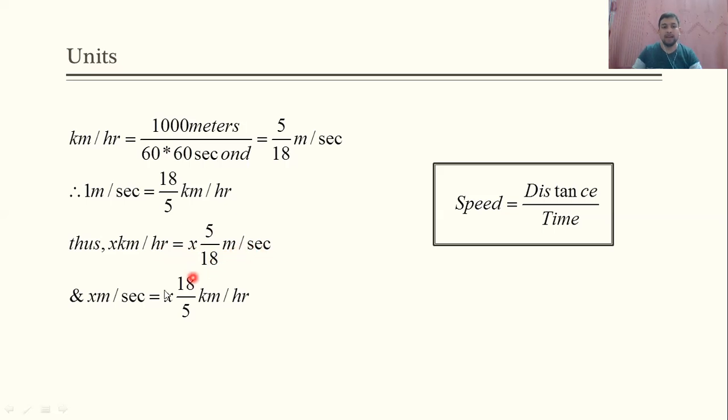And for x meter per second, let's say now 10 meter per second is there. So 10 into 18 by 5 kilometer per hour. Okay, so this unit conversion is important. You have to remember this unit conversion. You don't have to do a calculation every time. Better you remember 1 kilometer per hour is equal to 5 by 18 meter per second.